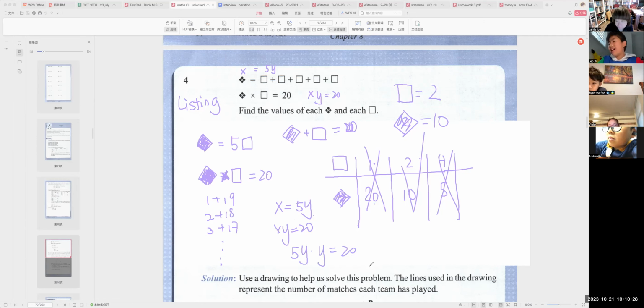No, I just put x as the diamond. Oh, okay, that's the same thing. Basically, it's 20 divided by 5 equals y squared. So y squared equals 4, so y equals 2, right? Because now we're only studying the positive scenario. Very good, Leah.